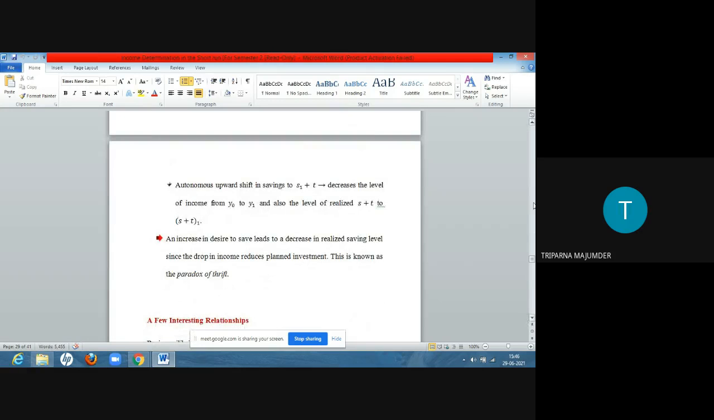So what does it say? An increase in the desire to save leads to a decrease in the realized saving level, since the drop in income reduces planned investment. This is known as the paradox of thrift.